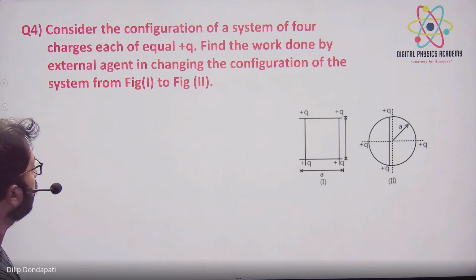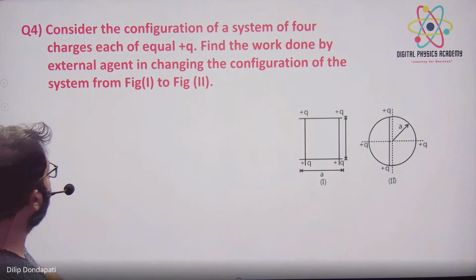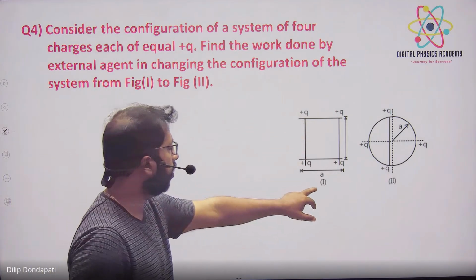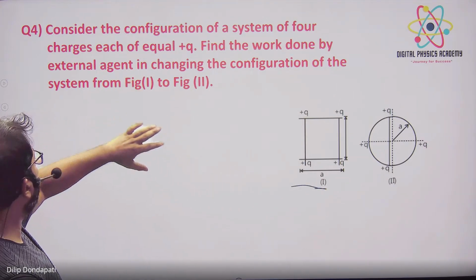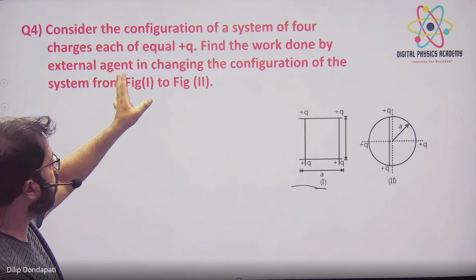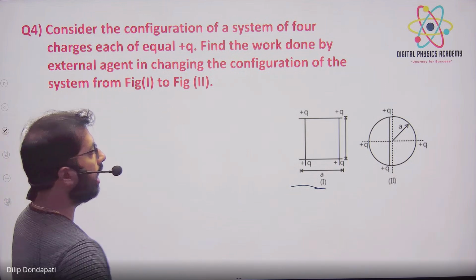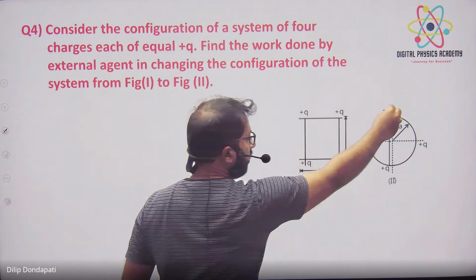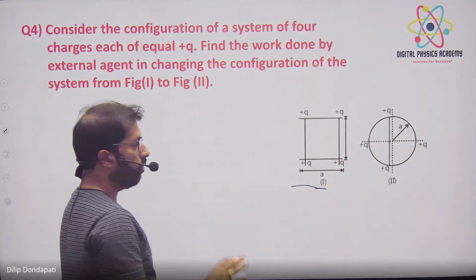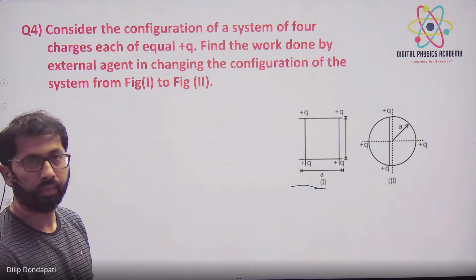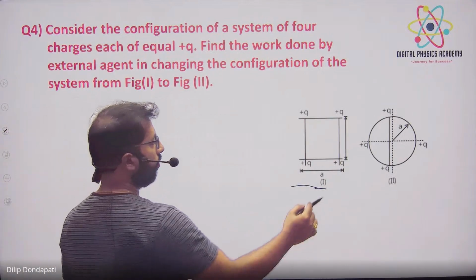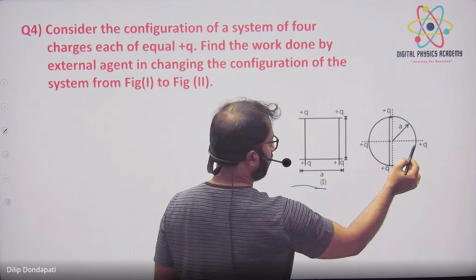Consider the configuration of a system of 4 charges of q. Okay, this is the initial configuration. Find the work done by the external agent in changing the configuration 1 to 2. I made this arrangement like this, q q q q. What will the burden be? It is placed on a circle.